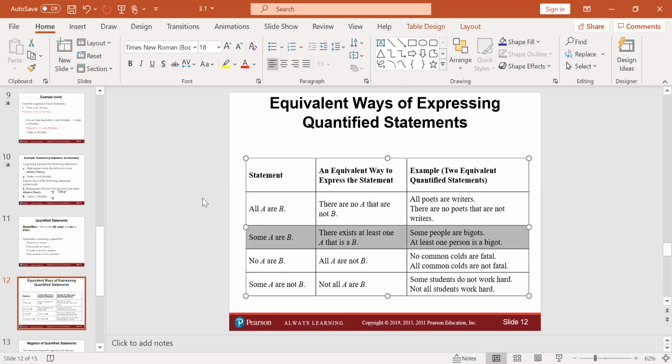Let's look at the next one. Some A are B. The only way for that statement to be true, that some of category A is also category B, is if there's at least one thing in category A that is also in category B. So if some people are bigots, the only way that statement can possibly be true is if I can at least find one person who's a bigot. If I can't do that, then that statement's not true. Thus, these are logically equivalent. Some A are B is logically equivalent to there's at least one A that is also B.